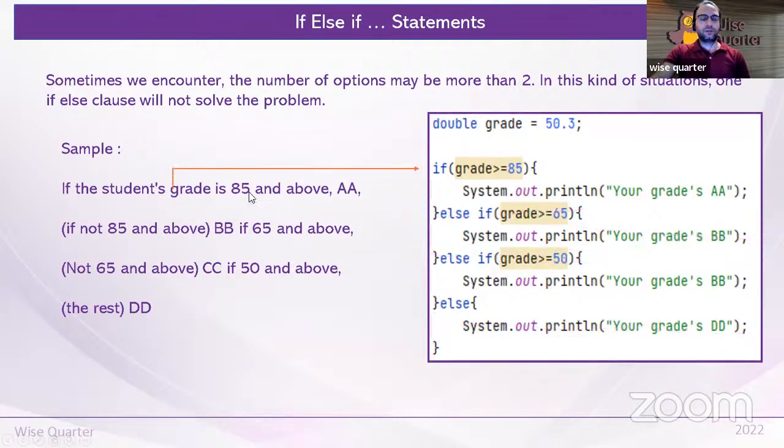If the student's grade is higher than 85, this statement will be true, so it will print this. And others shouldn't be executed. I don't want to see BB CC on my screen, so it will be like this. Oh, this is wrong. This should be CC.